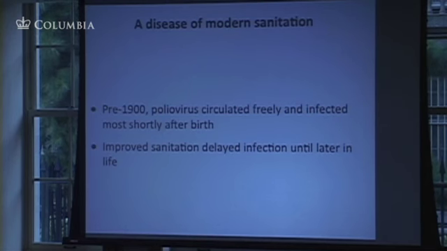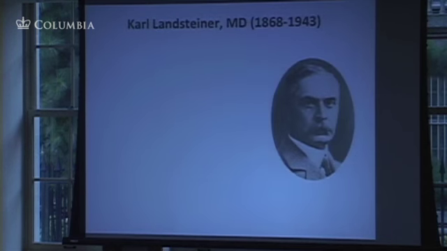So if these children are infected early on, they're protected, but they make their own immune response and become immune to the infection. If you delay infection till later in life, when they no longer have maternal antibodies, which begin to decline at birth and are gone after a few months, then you will get infection and disease. So that's why we call it a disease of modern sanitation. And there's some epidemiological data that have been collected over the years that support this hypothesis.